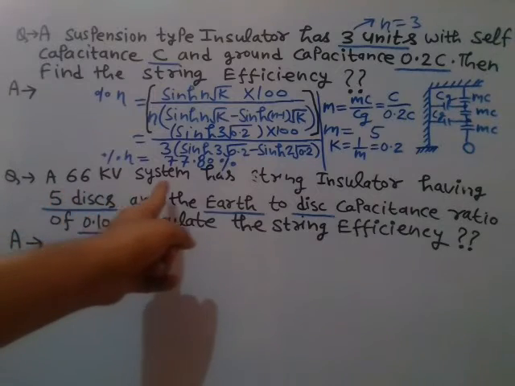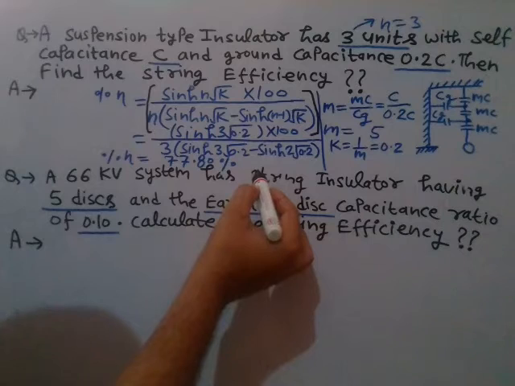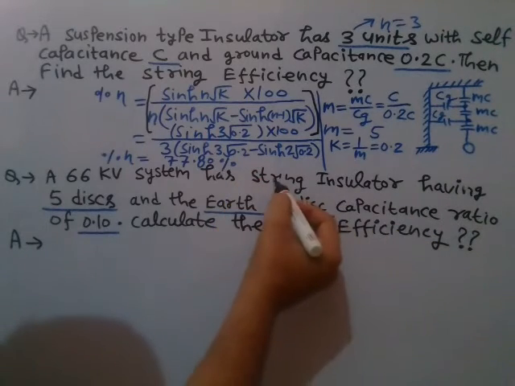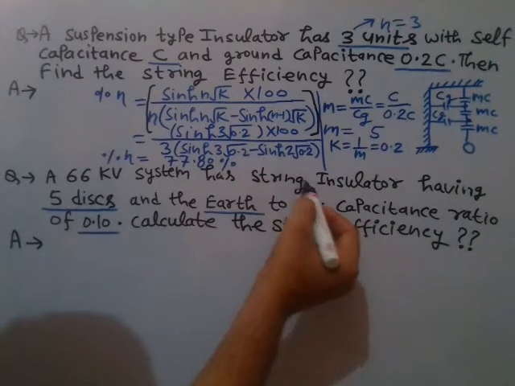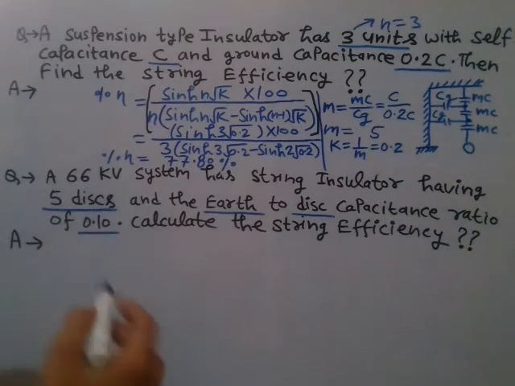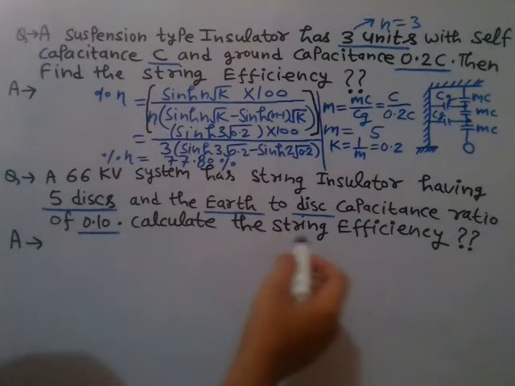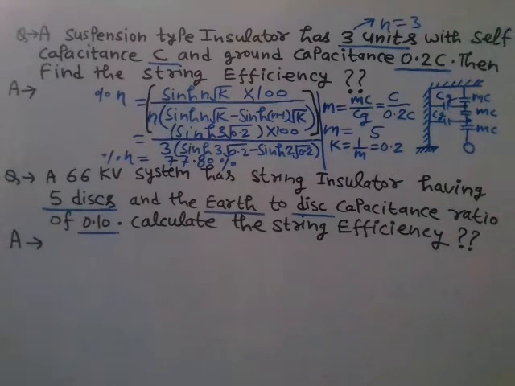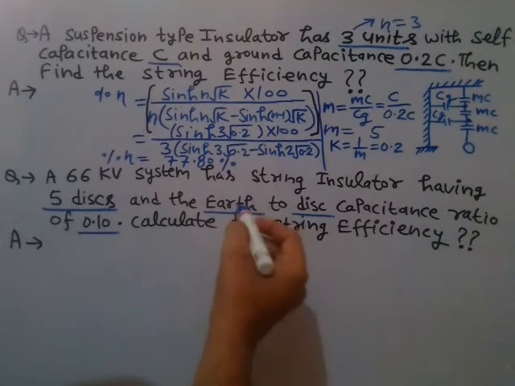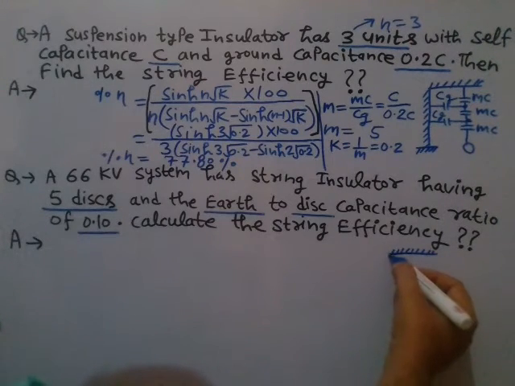A 66 kV system has a string insulator having 5 discs, and the earth to disc capacitance ratio is 0.10. So calculate the string efficiency. So likewise you can solve this second numerical also. Here n is basically 5 because there are 5 discs, okay.